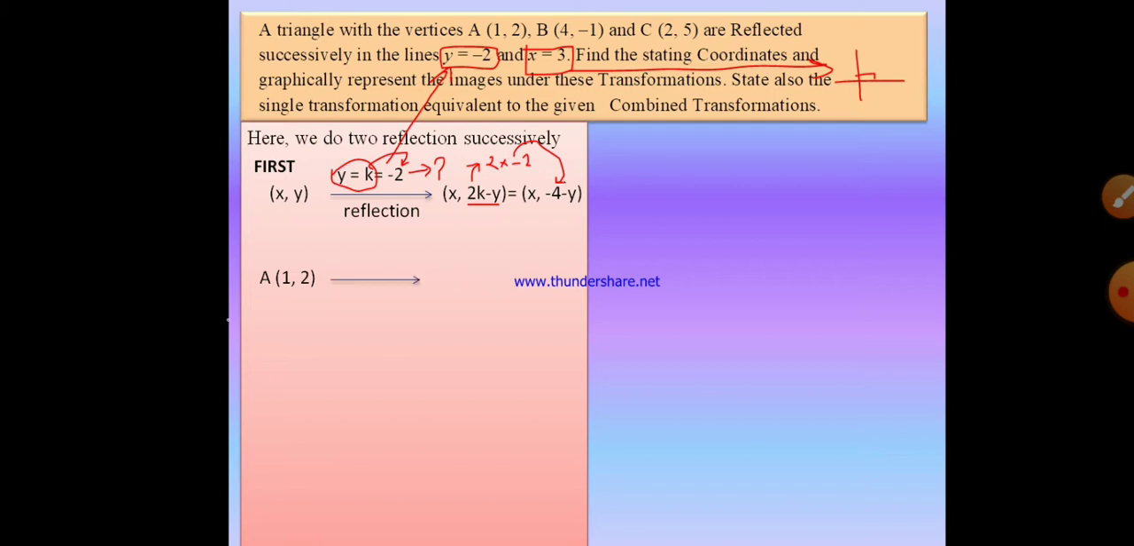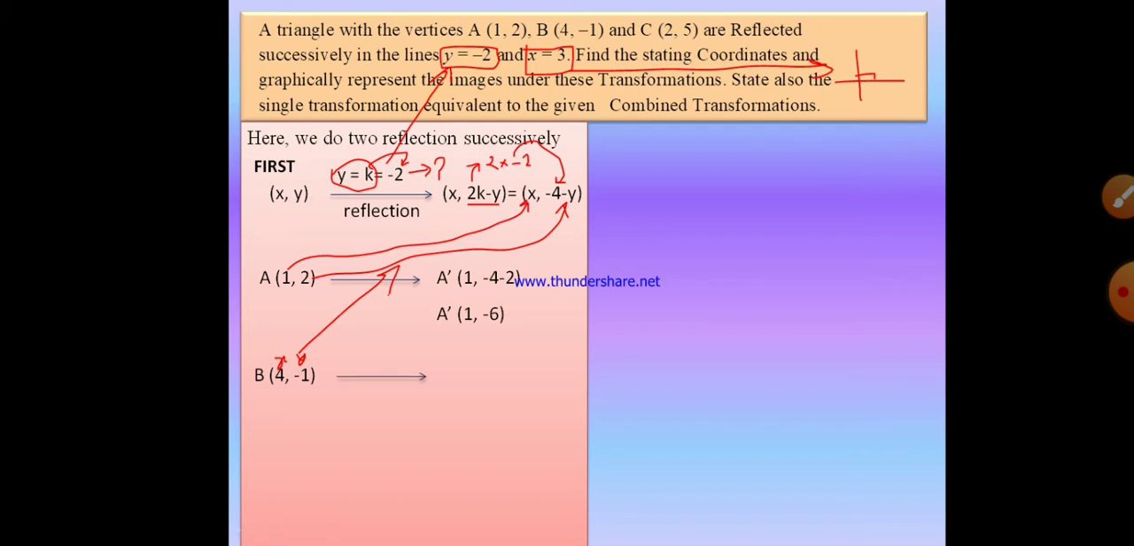Based on that, we'll find A dash, B dash, and C dash. While finding A dash from A, for A, x is 1 and y is 2, simply we input those values in that modification formula. In this way, we'll get A dash, that is (1, minus 6). Similar process for finding B dash. Here 4 is x and minus 1 is y. So when you input minus y, minus 1, it will be plus 1. And similarly, you will find B dash and C dash.